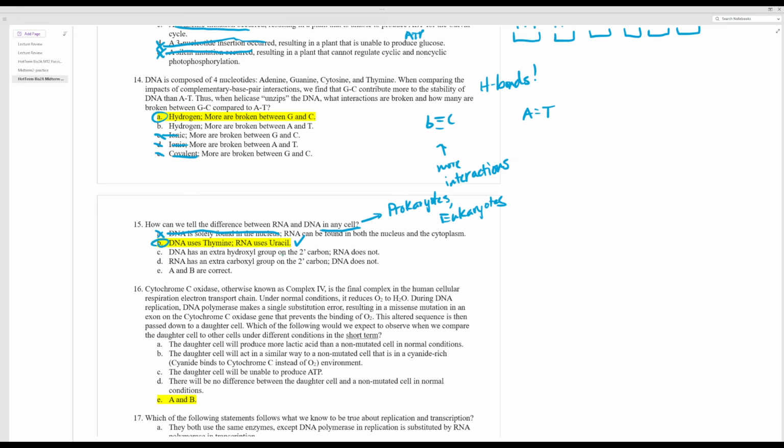C, DNA has an extra hydroxyl group on the 2' carbon. RNA does not. Hold on, wait. Am I tripping? Oh, no, sorry. Yeah, I'm tired. Anyways, DNA has an extra hydroxyl group on the 2' carbon. RNA does not. No, that's not true. RNA has an extra hydroxyl group on the 2' carbon. DNA does not. What I was tripping about is I forgot that for D, I was like, isn't D correct? But it's: RNA has an extra carboxyl group on the 2' carbon. DNA does not. If this had said hydroxyl group, it would be true. But it's not a carboxyl group. It's a hydroxyl group.